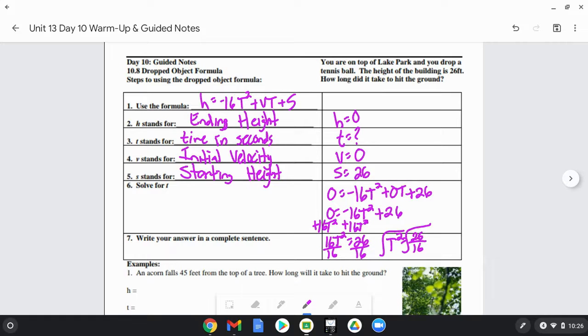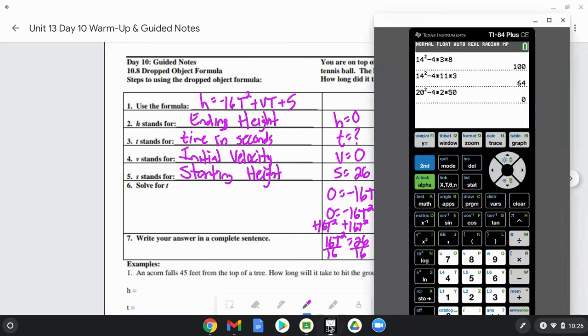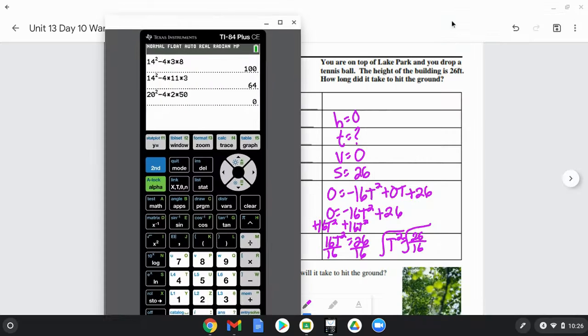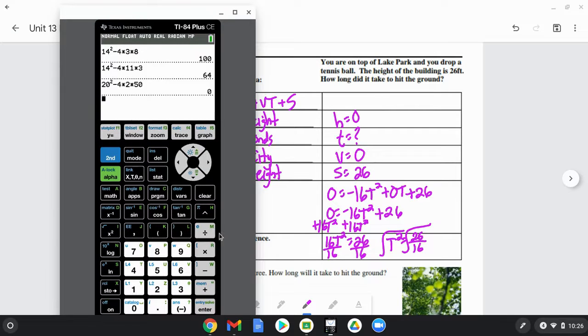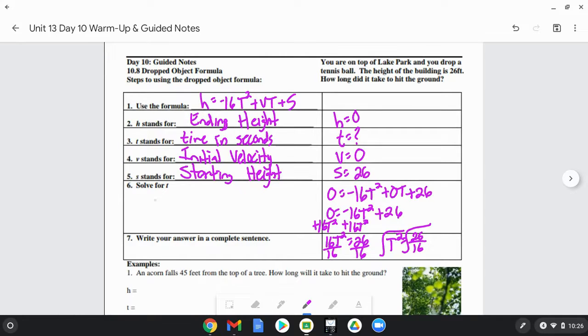So in our calculator, we're going to always just punch in that fraction. I'll move that over for you. It'll be second, square root, and then that fraction that we see, 26 over 16. So I just did 26 divided by 16 in the calculator, and if you press enter, you should get a decimal. This decimal will be your time in seconds. If we round to 2 decimal places, we get 1.27. So t equals 1.27, and that's seconds.